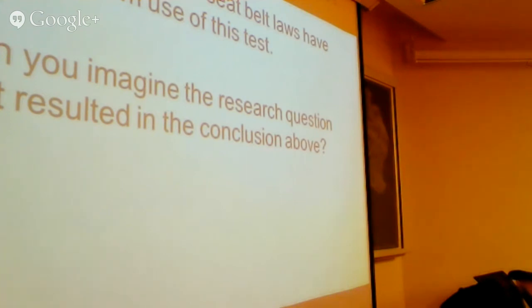Right? So can you imagine the research question that was asked that allowed them to use a chi-square to answer the question, is there an association between seatbelt laws and safety? There are many right answers here, but can you imagine? I'll let you start thinking like researchers now.